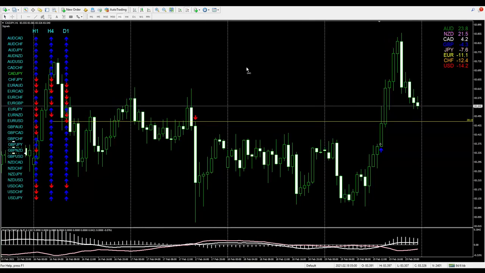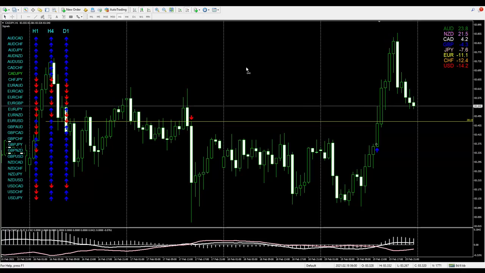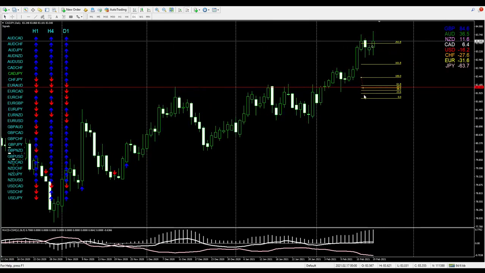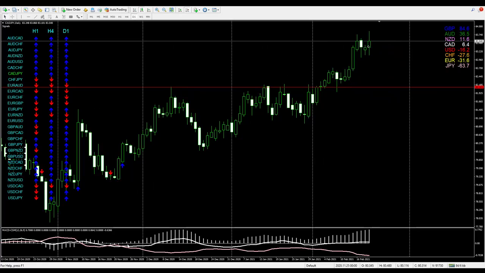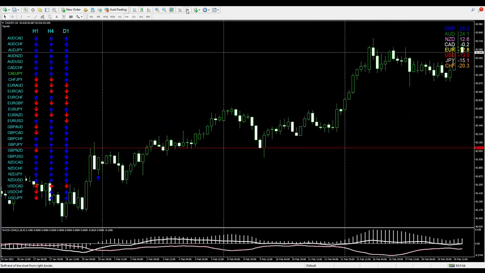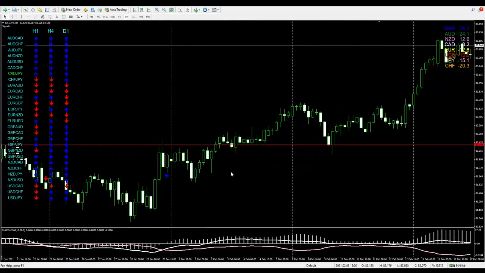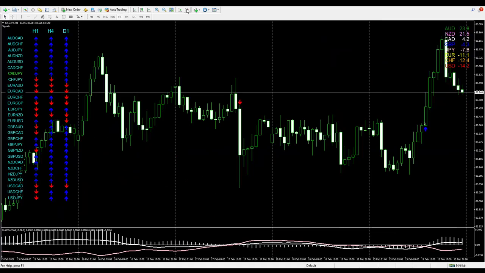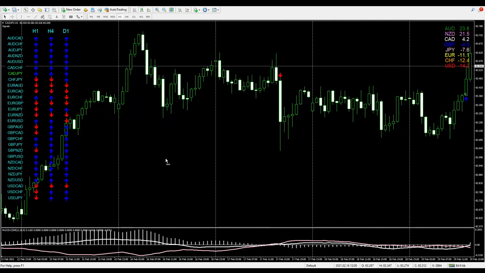So for CAD JPY, one moment, everyone. For CAD JPY, as we can see, the general trend is buy. It has been a buy since the end of November. So for H4, let's check it. It has been a buy for more than 3 weeks now. It means that we would only be looking for CAD JPY buy signals.